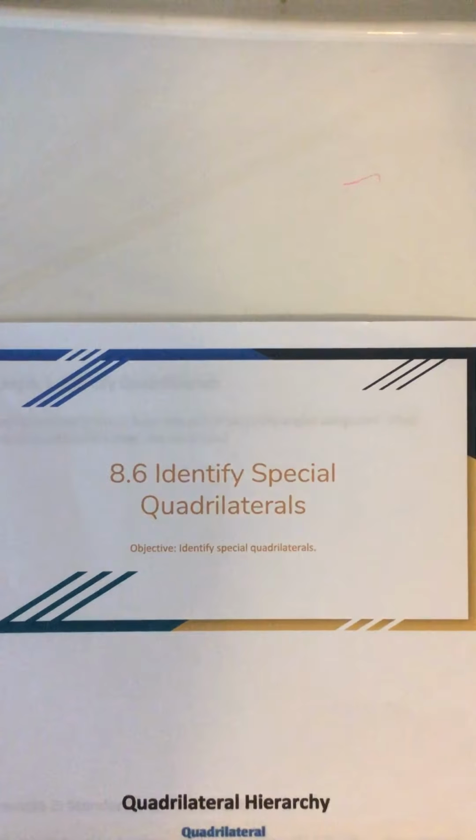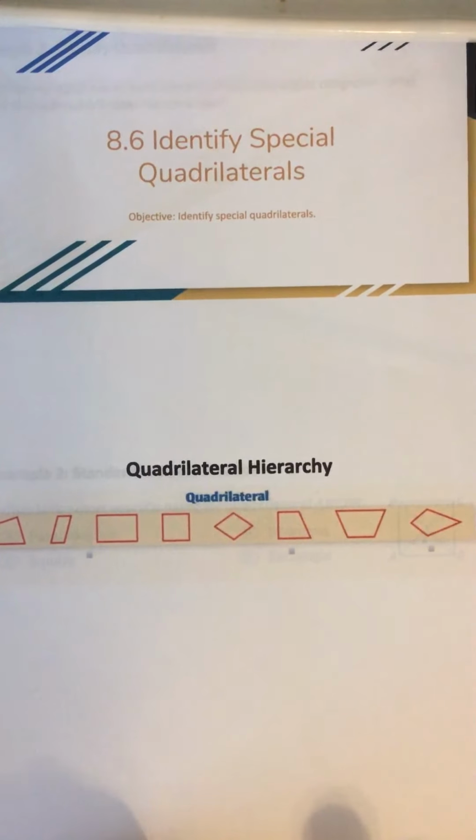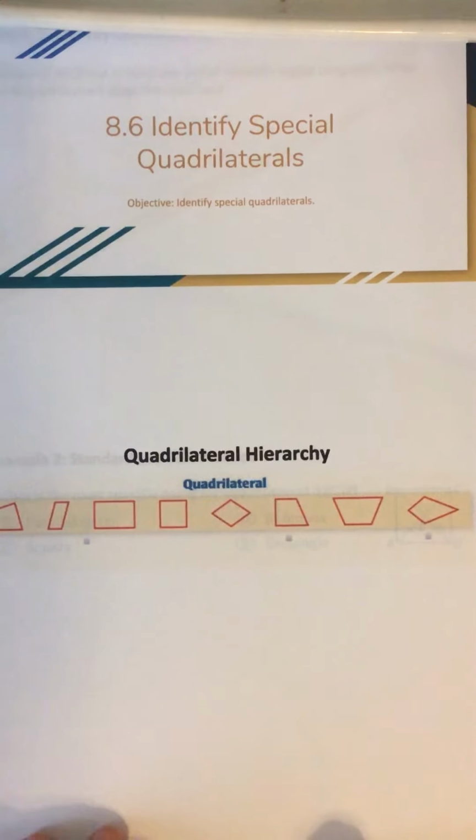Alright, so now we are moving on to our last section of Chapter 8. We're just talking about identifying these special types of quadrilaterals. So basically what properties are shown and so then what shape is it. And I kind of mentioned this at the beginning of the chapter, but we're going to end up making what is called a quadrilateral hierarchy. And it's basically just this fancy flow chart.